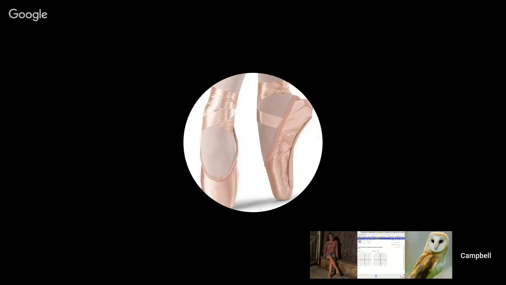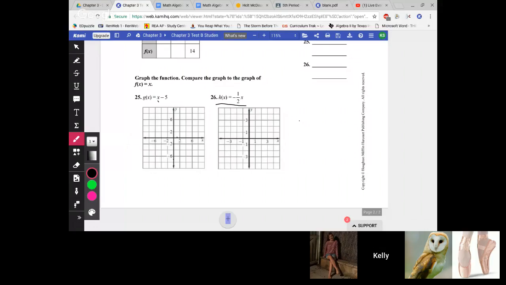On this one, the slopes are different. So here is my parent graph, because it's just the one. It's a straight line with a positive slope and it's running through the origin. So that's this graph right here, and that's how you graph it.